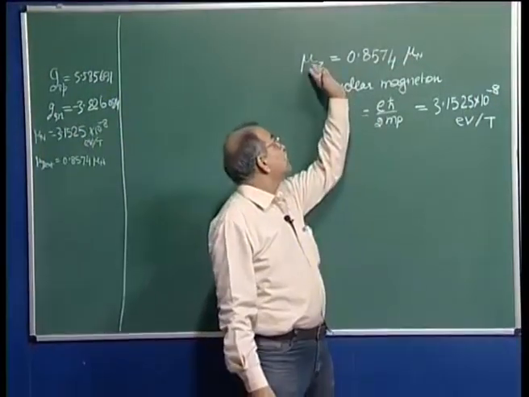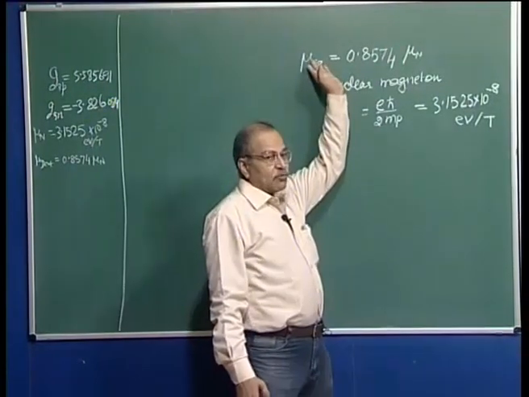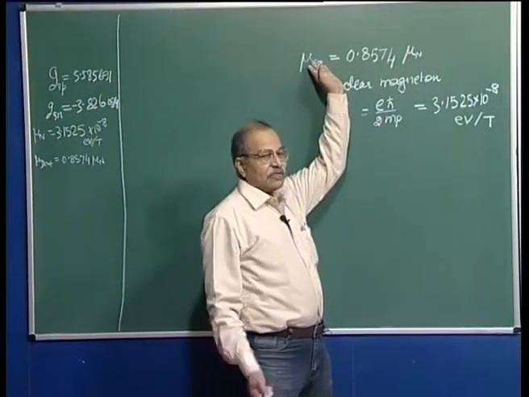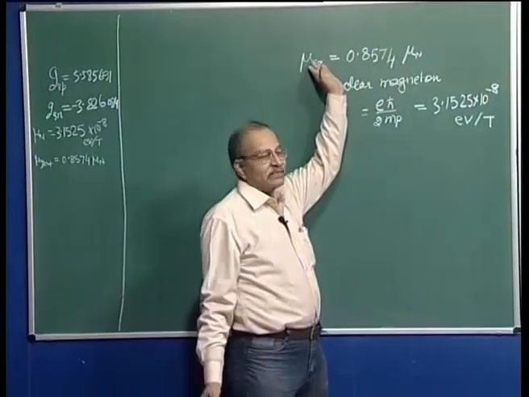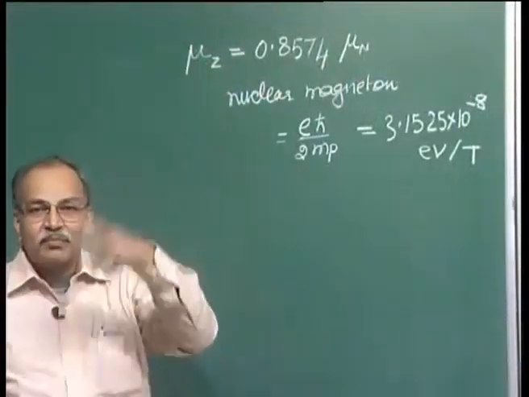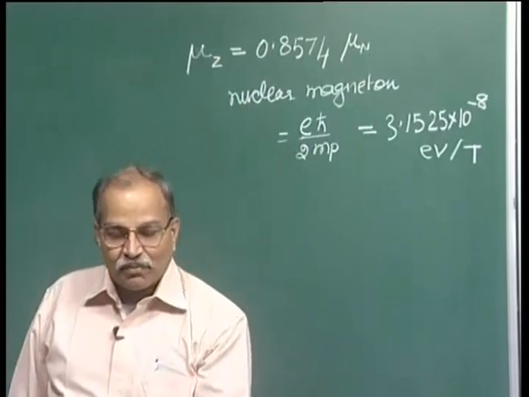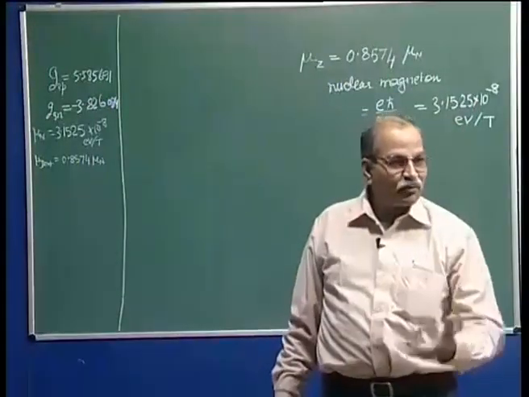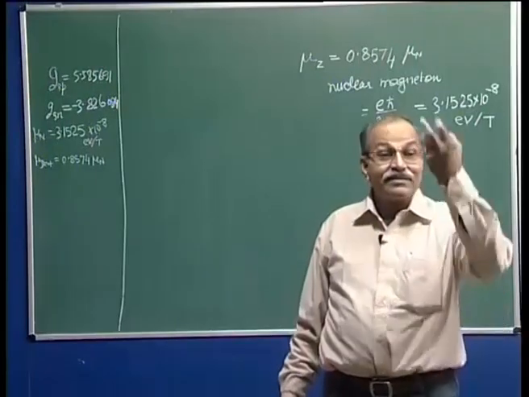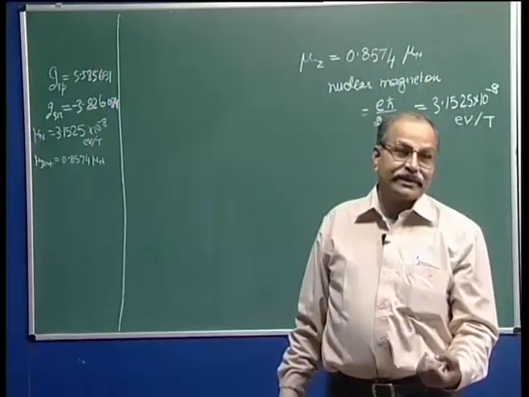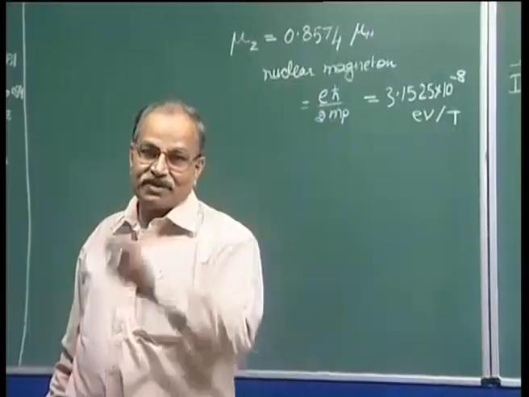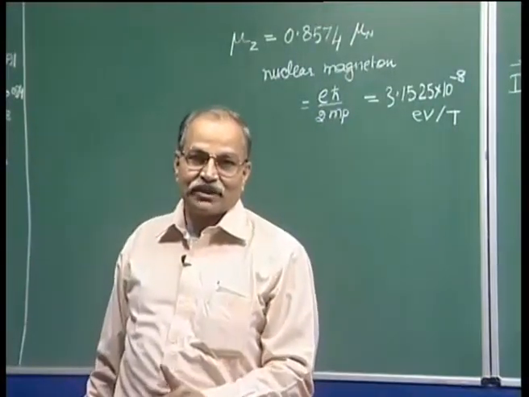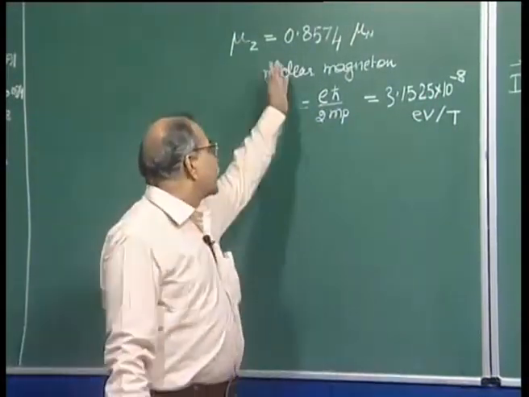And the measured value of the magnetic moment, the Z component, when you measure the Z component only. What is the Z component? You apply some magnetic field to measure that moment, and that direction itself defines the Z axis in which you are applying the magnetic field. So, that measured quantity is this.